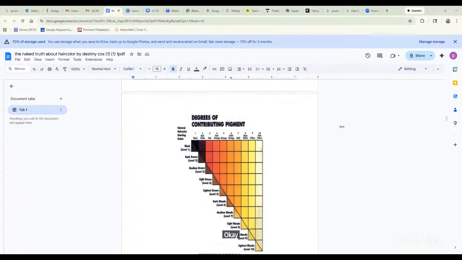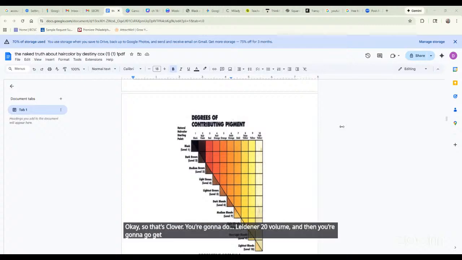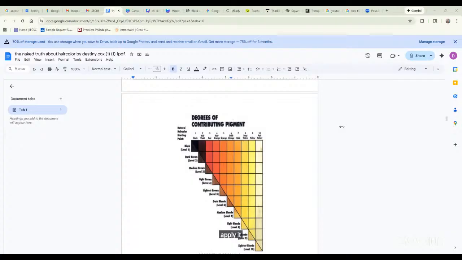So that's clover. You're going to do lightener 20 volume, and then you're going to go get level 8BV as a toner. Apply it, let it set, follow the directions, and when you rinse, condition, shampoo, conditioner, and your client will be ready to go.